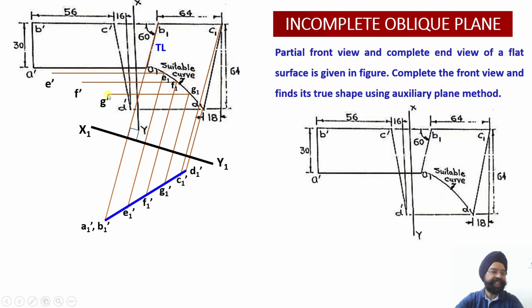So having marked these distances in the backtracking mode, I know the locations of these points E dash, F dash and G dash, which are lying on the curve in the front view. Now once again I'll draw another freehand curve passing from A dash to D dash and passing through points E dash, F dash and G dash. So this is the way we can complete the missing section of the curve which was there in the front view.